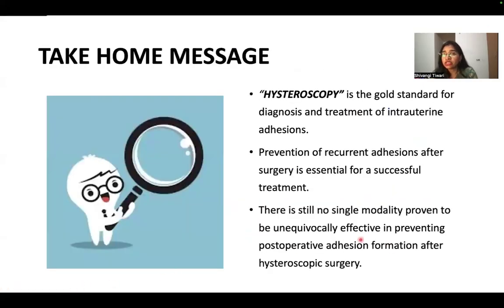So the take home message is that hysteroscopy is the gold standard for diagnosis as well as for the treatment of intrauterine adhesions. Prevention of recurrent adhesions after surgery is essential for a successful treatment. There is still no single modality proven to be unequivocally effective in preventing post-operative adhesion formation after hysteroscopic surgery.